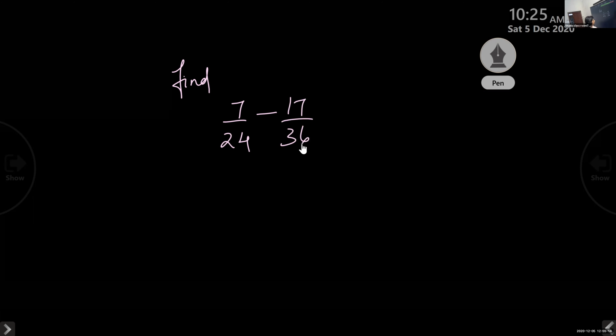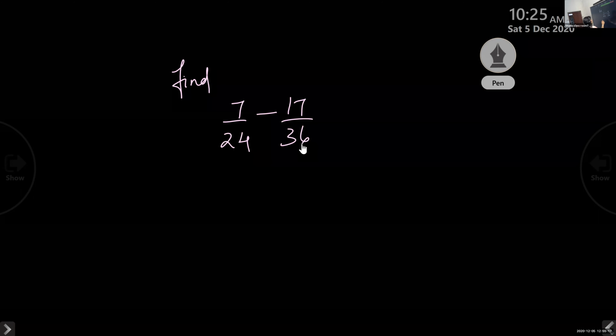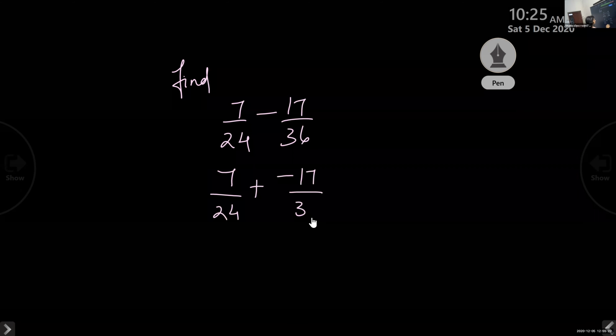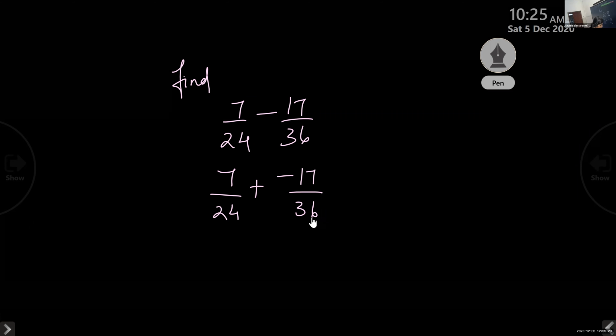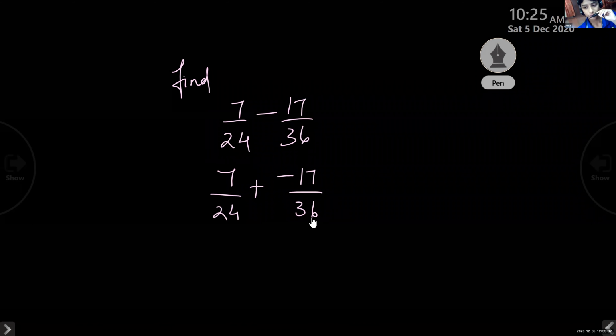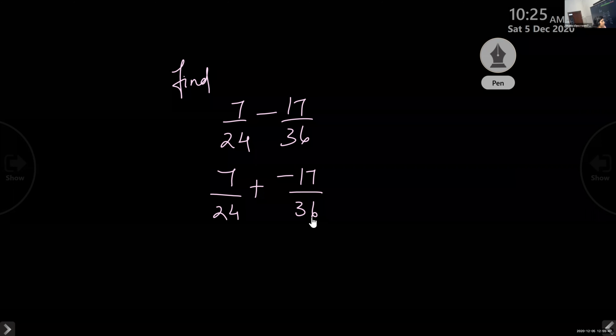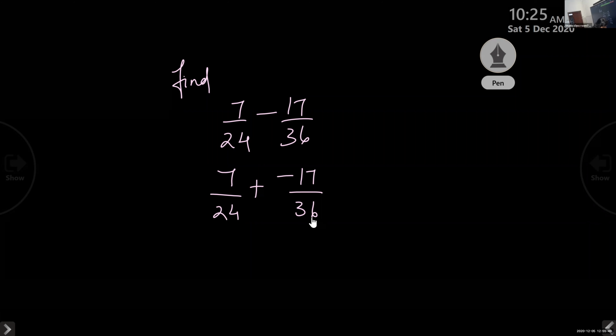That is subtraction. Subtraction, you know how to do it. 7 by 24 plus negative 17 by 36. This is the first step. Then you do it as addition only. Find the LCM of the denominators. Subtraction is also addition, right? When subtraction comes, you have to do it like this: plus, negative. Ma'am, is the answer negative 13 by 72? Very good. Negative 13 by 72. Correct answer.